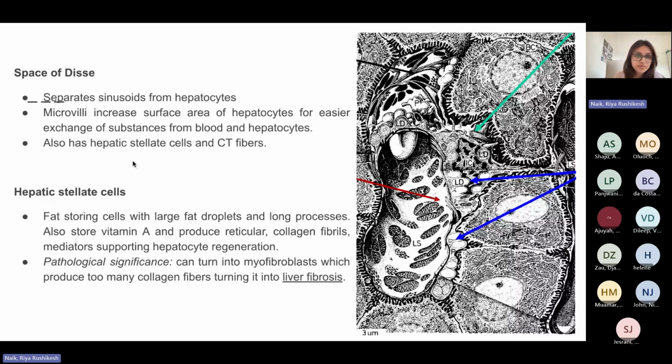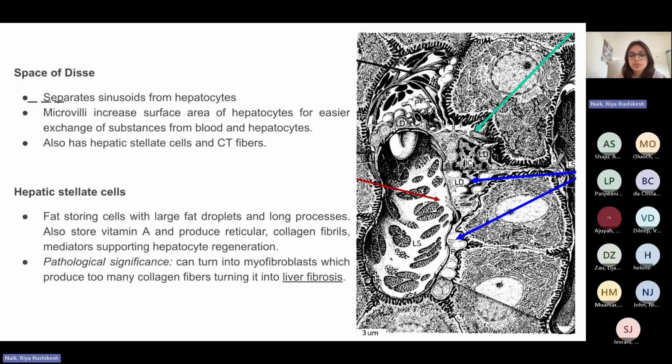tissue fibers. The hepatic stellate cells are also called Ito cells, and their main function is storing fats. Looking here, for example, this is a fat droplet, and it stores fats and also stores vitamin A. It also produces a bunch of things, which include reticular fibers, collagen fibers, and a few substances which help in hepatocyte regeneration.